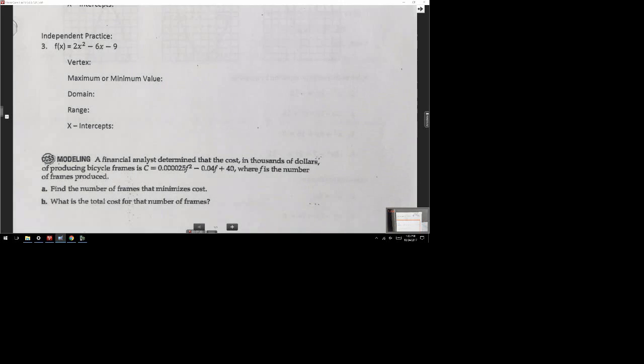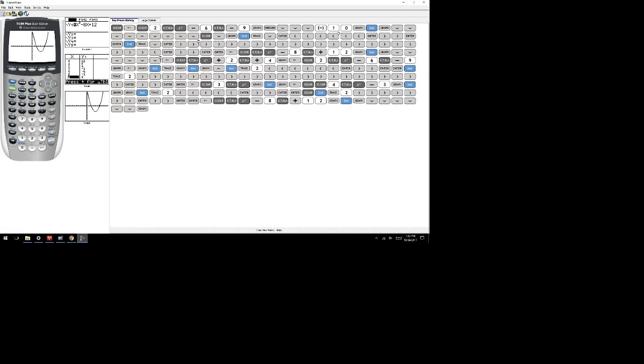All right, here we go. So we're going to go to our calculator. We're going to go to y equals. Are y'all okay so far? We're going to go to y equals. Just look at the calculator. Don't look at the rest of that stuff. All right, so what is it? 2x squared minus 6x minus 9. Was that right?